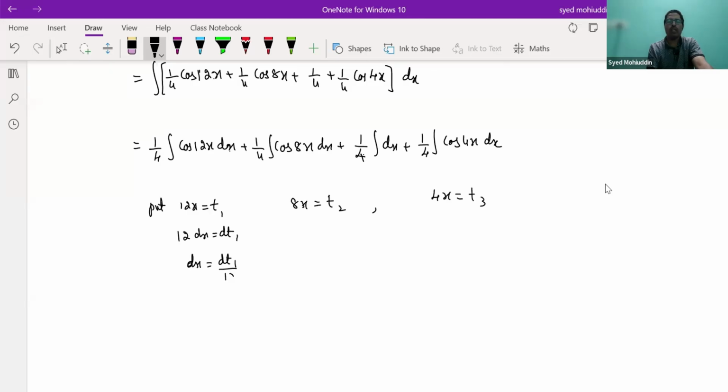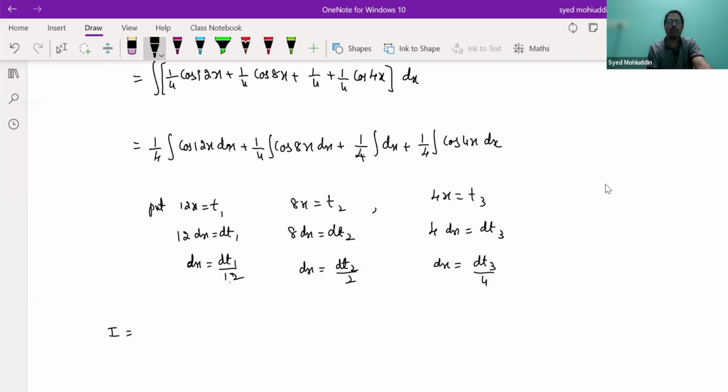In the second case, you are having 8 times dx is equal to dt2, so therefore dx will be dt2 by 8. In the third case, 4 into x will become, dx is equal to dt3, therefore dx value will be dt3 by 4. So let us just try to plug in all the values there.